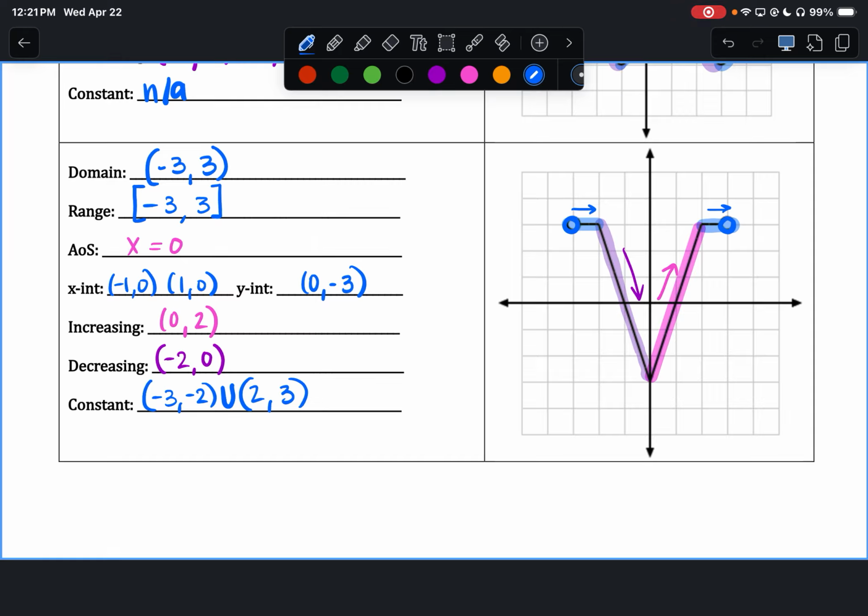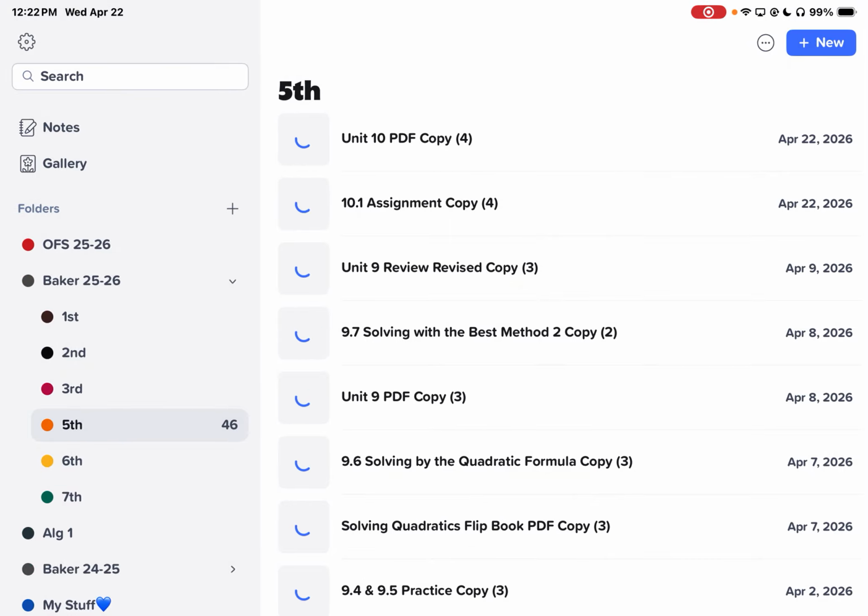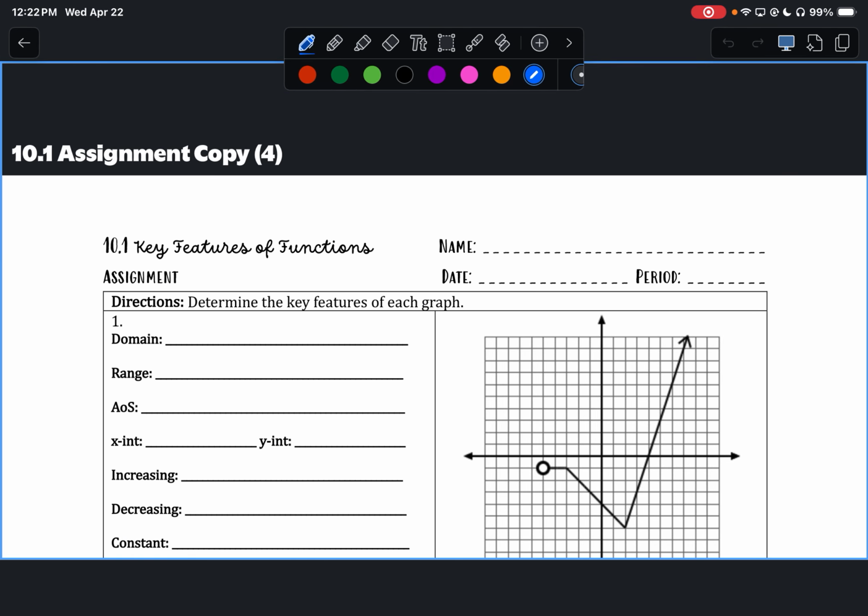All right, y'all. So we're going to go ahead and look at our assignment. This is what it was supposed to look like. But because I didn't save it as a PDF before I sent it to the copy machine, it messed all the fonts and everything up. And so now you have an itty bitty tiny little paper.